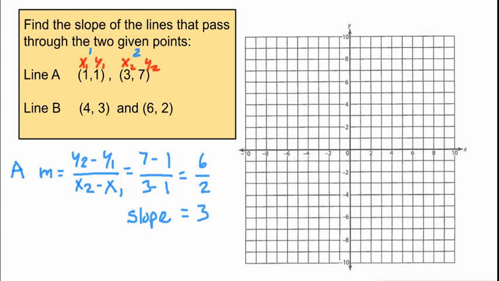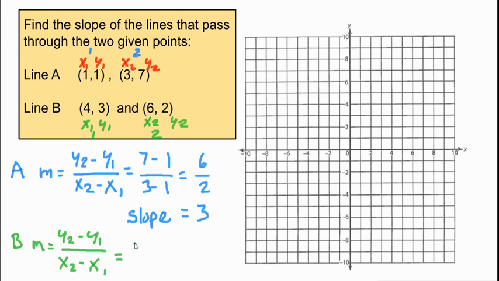Okay, let me change my color and we will work on problem B, or line B. We're going to do the same thing. M equals y2 minus y1 on the top of our fraction, x2 minus x1. Now let's label. This is going to be point 1, this is going to be point 2. x1, y1, x2, y2.